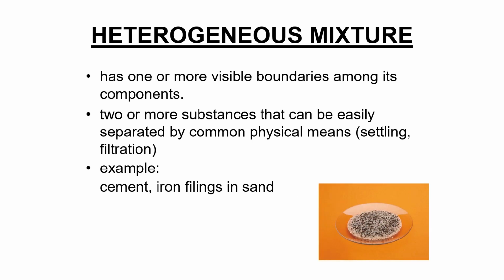And lastly, heterogeneous mixture. A heterogeneous mixture has one or more visible boundaries amongst its components, two or more substances that can be easily separated by common physical means, settling, filtration. Example: cement, iron filings in sand.